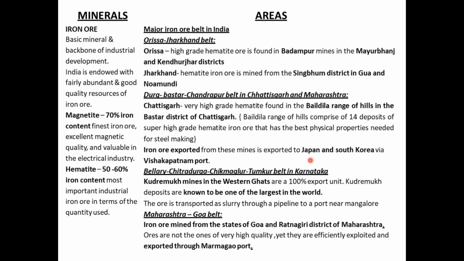The first belt is the Orissa and Jharkhand belt. See here, this is the Orissa and Jharkhand belt. Orissa has high grade hematite ore found in Badam Pahad mines, Mayurbhanj, and Kendujhar district. So these are important in Orissa, whereas in Jharkhand we have Singhbhum district, and in Goa and Nova Mundi. Then we have the second belt, which is known as the Durg Bastar Chandrapur belt in Chhattisgarh and Maharashtra.